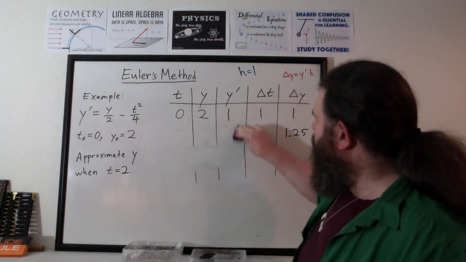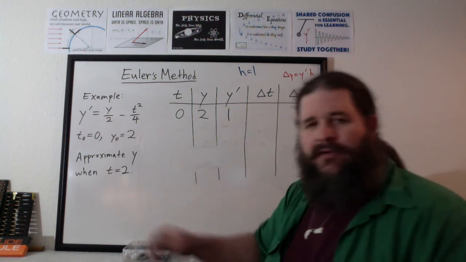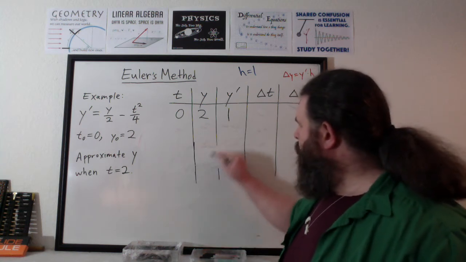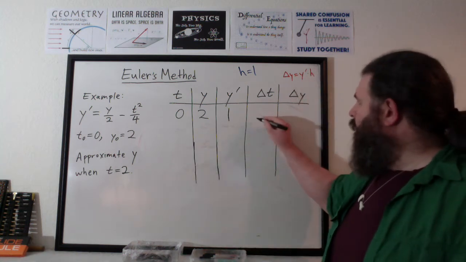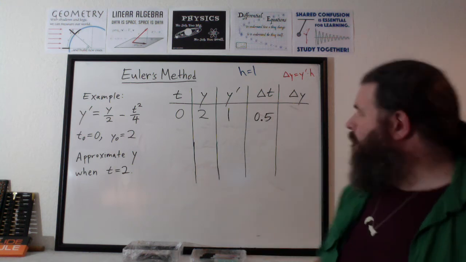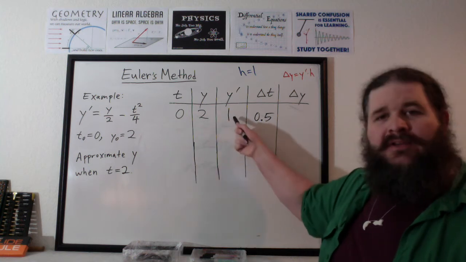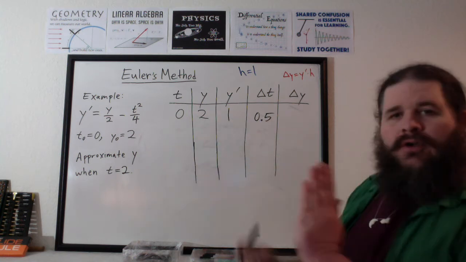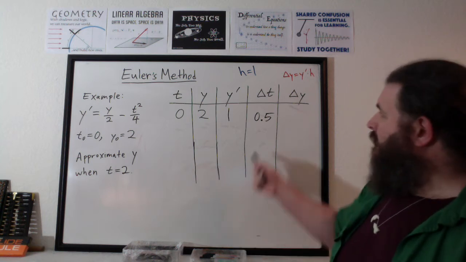We can still keep the top row, or at least most of it. We'll just need to modify how far we're going forward. Let's say instead of going forward 1 step each time, we only go forward by 0.5, half a second, or whatever the units are. We still have initial conditions 0, 2, and the slope at that point is still 1. But if we only go half a t-value forward, we'll only go a certain smaller distance in the y direction.